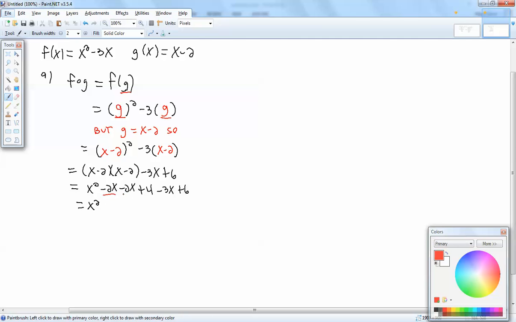We got negative 2x and negative 3x. That gives us negative 7x. We got 4 plus 6, which gives us 10.